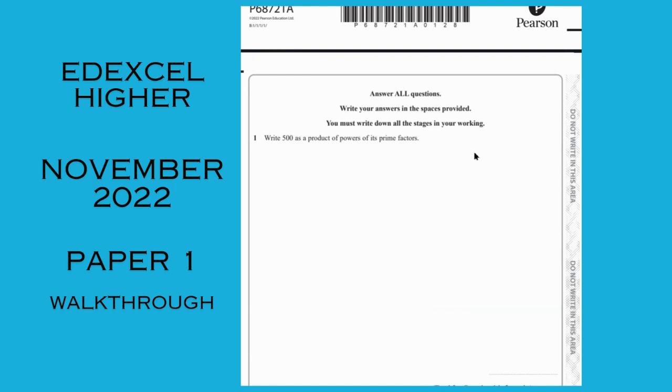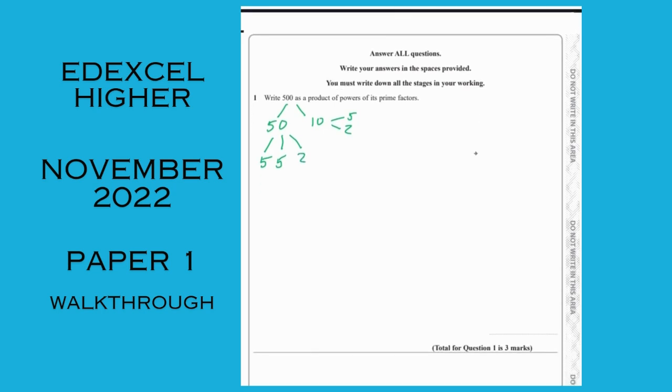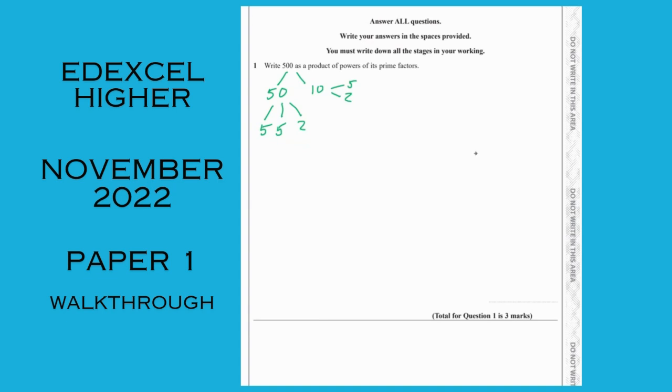500, you've got loads of ways of splitting the 500. I'm going for 50 tens. Don't be afraid of speeding things up with sideways splits or even three-way splits, like so. It doesn't ask for the answer to be in index form, but if you want to, 5 cubed times 2 squared, you could just list them, 5 times 5 times 5 times 2 times 2, but speed it up.